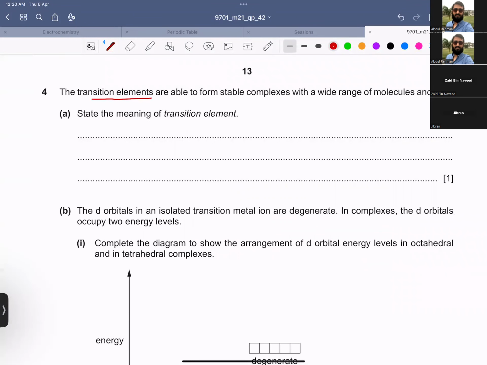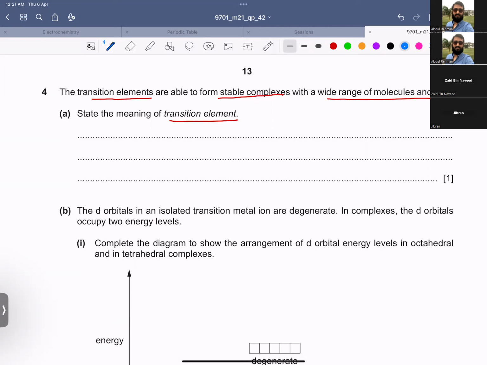The transition elements are able to form stable complexes with a wide range of molecules and ions. State the meaning of transition elements. Okay. So, transition elements are those which have an incomplete or partially filled d subshell when they are in their ionic form.